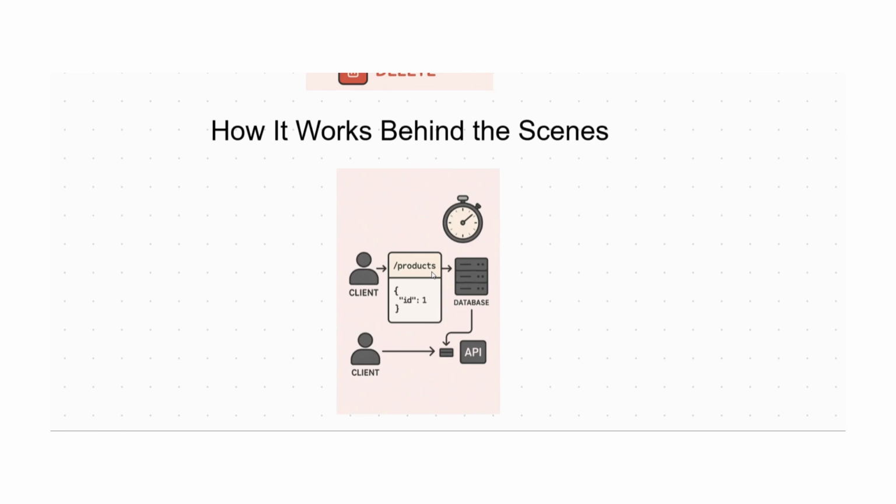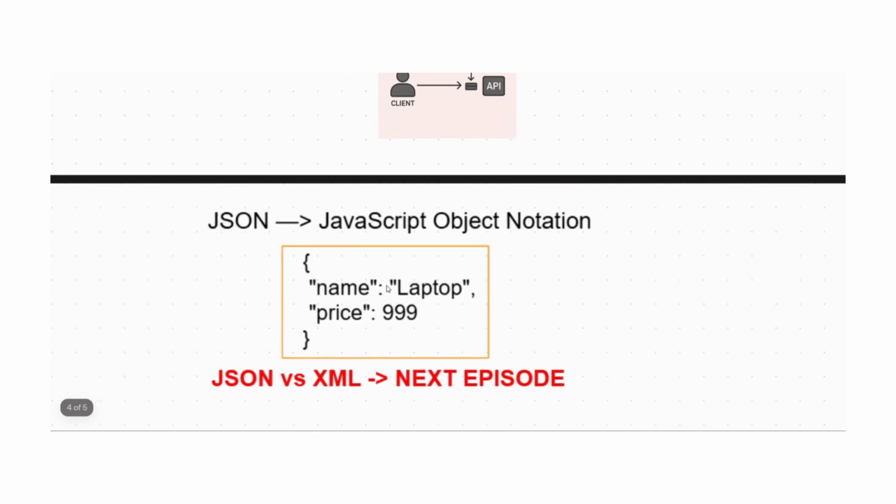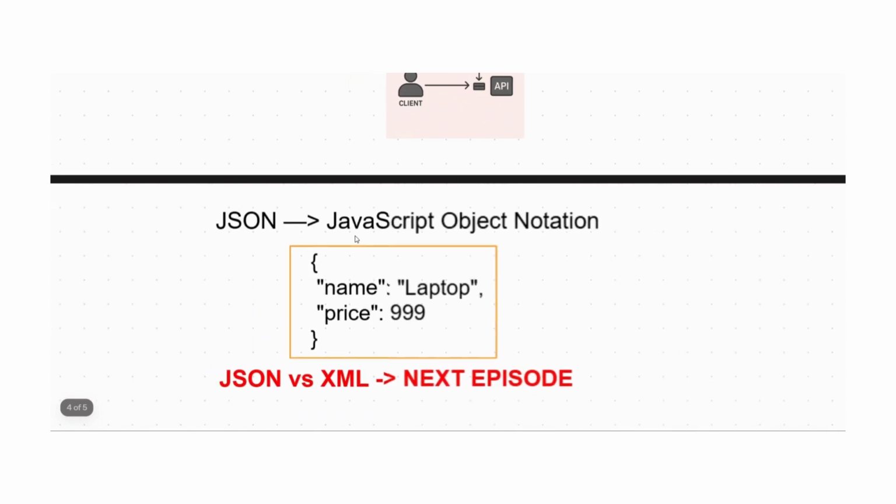Most REST APIs use JSON, JavaScript Object Notation, because it's lightweight and easy for both humans and machines to read. It looks like this. In the next episode, we'll go deeper into JSON and compare it with XML.